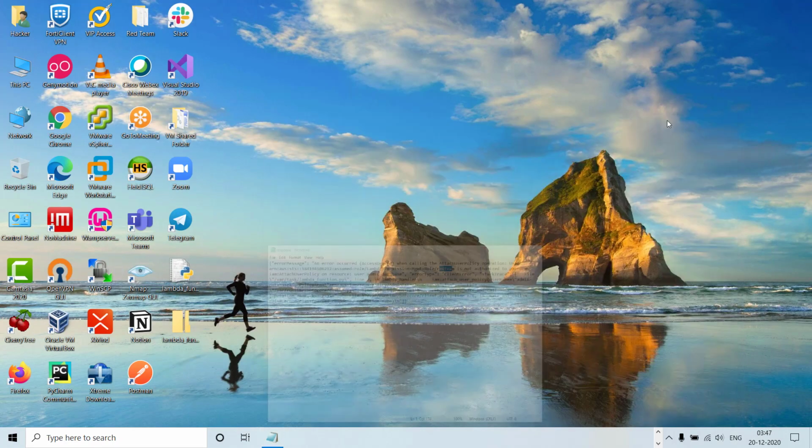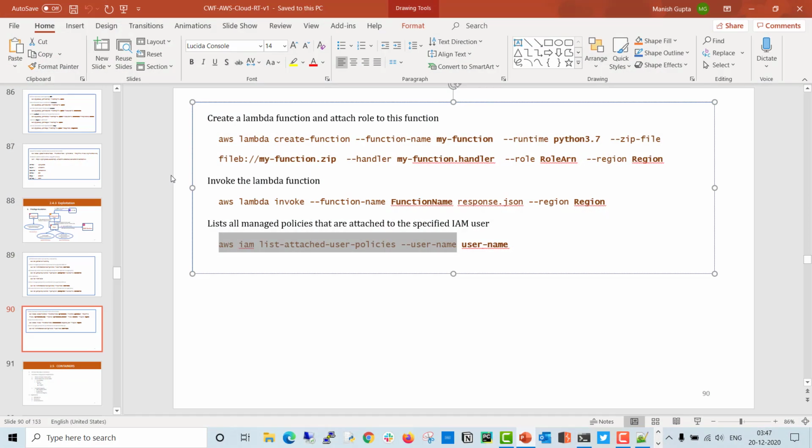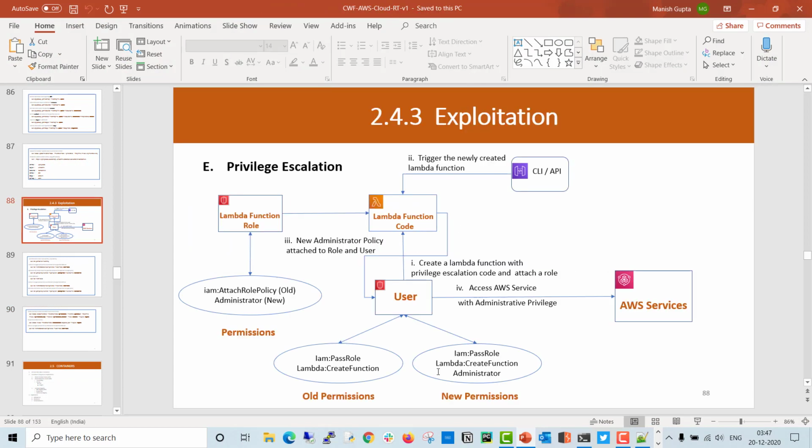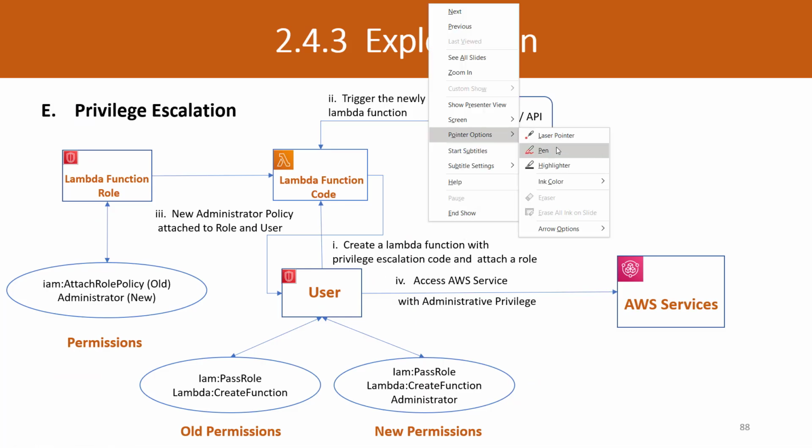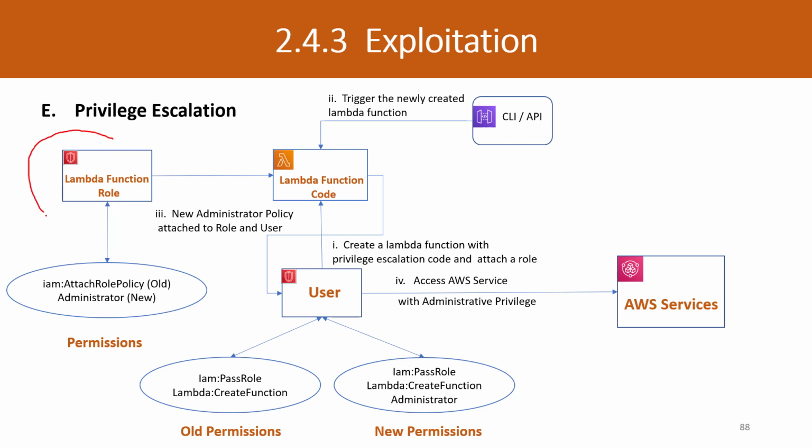So I think you now have an understanding of how we did it. Let's recall it one more time. Suppose initially we have a user with two permissions. One is the pass role permission and the second one is the create function permission. The pass role permission is only applicable when you are creating a function, you can pass the role. So you have to check the role related to the Lambda function. So you found there is a role.